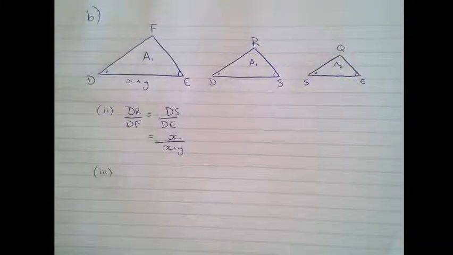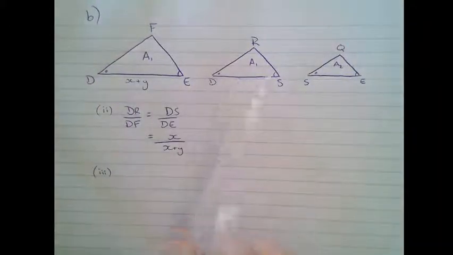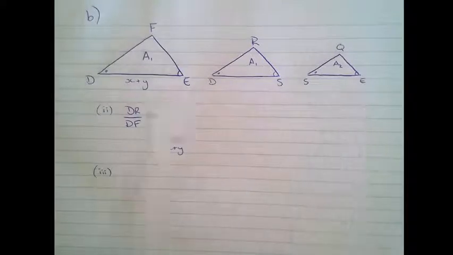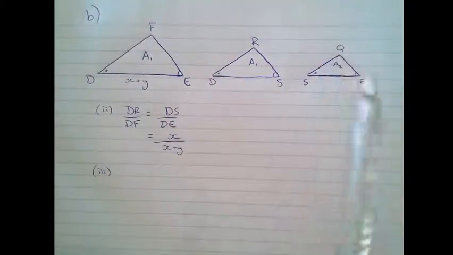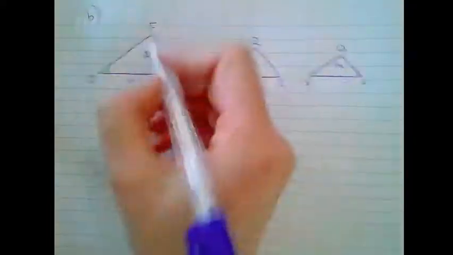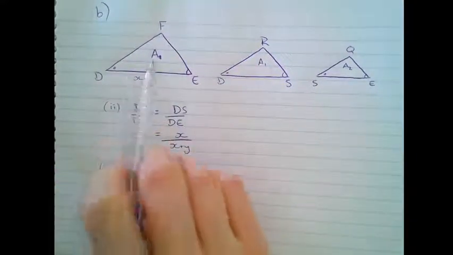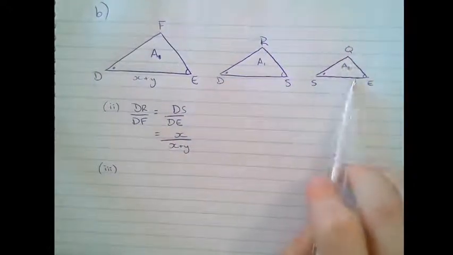All right, so having a look at this triangle question, I've pulled my three triangles out and drawn them all separately. So I've got triangle DEF, DSR, and SEQ. We're told that the area of each of them, sorry, that should just be an A, not an A1. So we've got area A, area A1, and area A2.